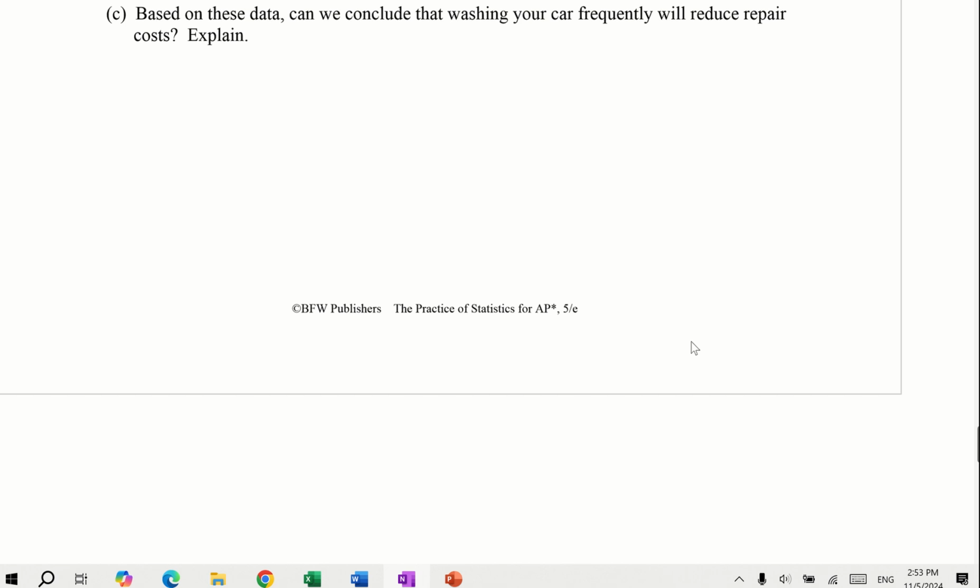So based on these data, can we conclude that washing your car frequently will reduce repair costs? The answer to this is no. Correlation does not imply causation. Correlation does not mean causation.